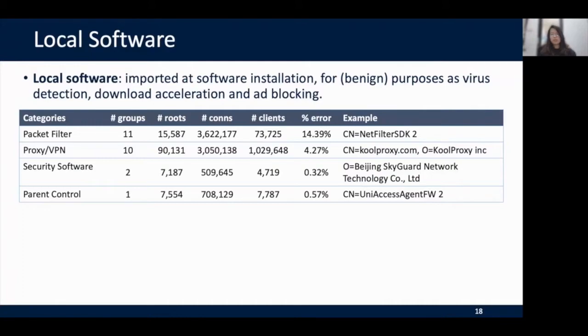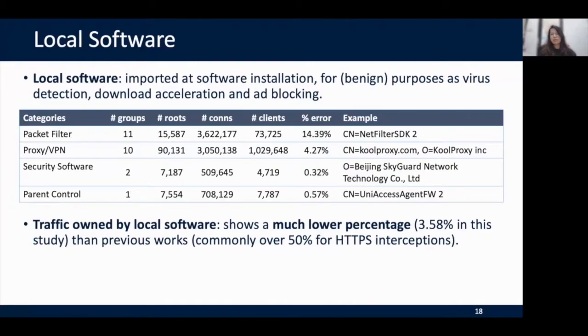We also found 24 of the top 100 groups are held by local software, including packet filters, VPNs, proxies, security software, and parental control applications. Previous studies recognized local applications as the dominator of HTTPS interceptions, while in our dataset, the percentage of traffic from local software is quite low.